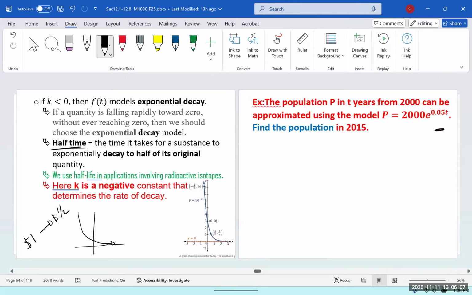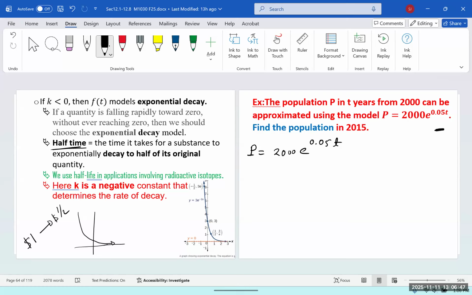Now, one application. The population of something that they didn't mention here, the population of something in t years from the year 2000, can be approximated using this model. P is the population, not the principal. The population equals 2000 e to the 0.05t. So from 2000, the population is starting, and how it's growing, somehow they found this formula.